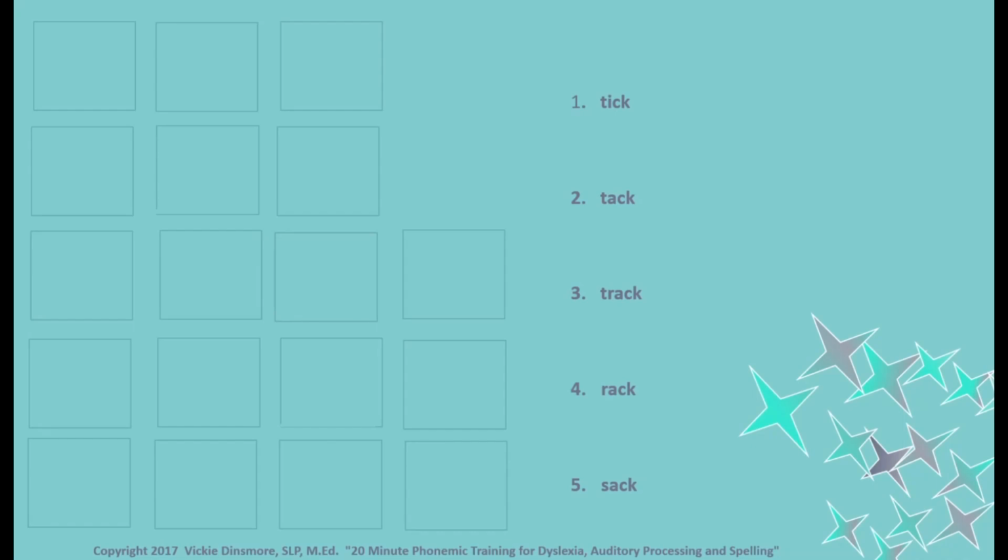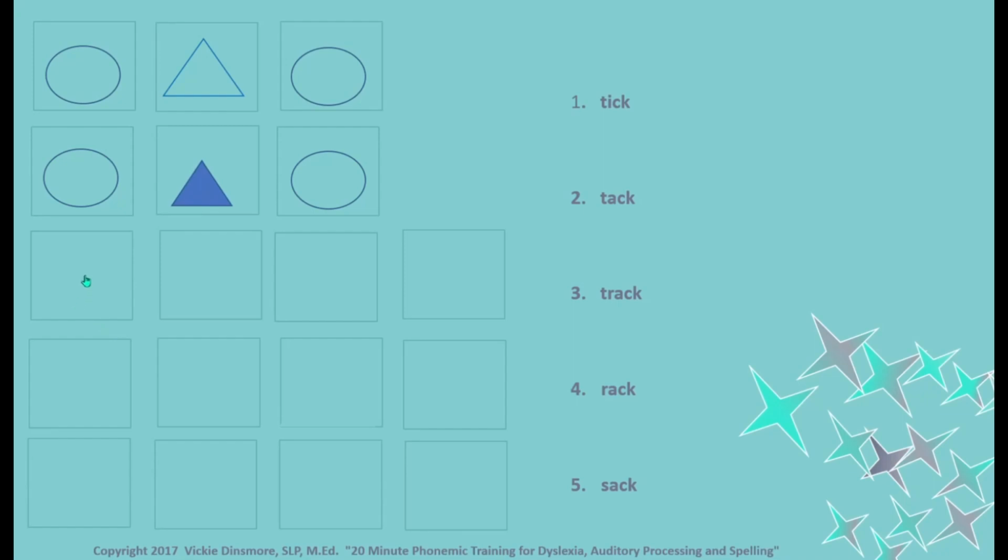Let's see what happens when sounds start being added or taken away. So let's start with our word tick. Again, we will say the word and then we say each sound in the word. T, I, k. Then the next word is tack. T, a, k. And we know that it's the middle sound that changed. I, a. So we color that middle sound.